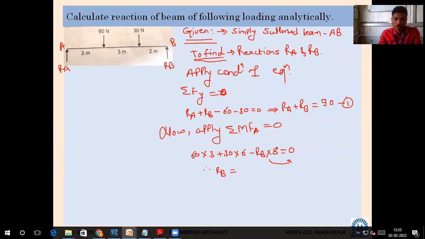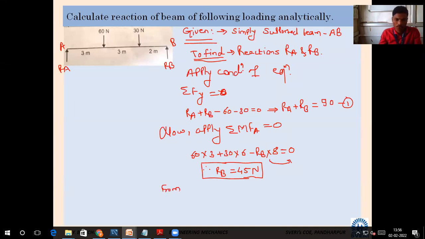R equal to 45. Yes, sir, 45. Are you with me? Yes, sir.